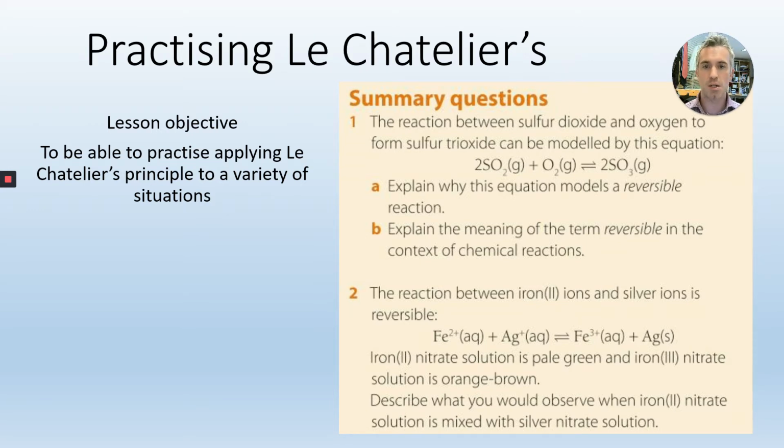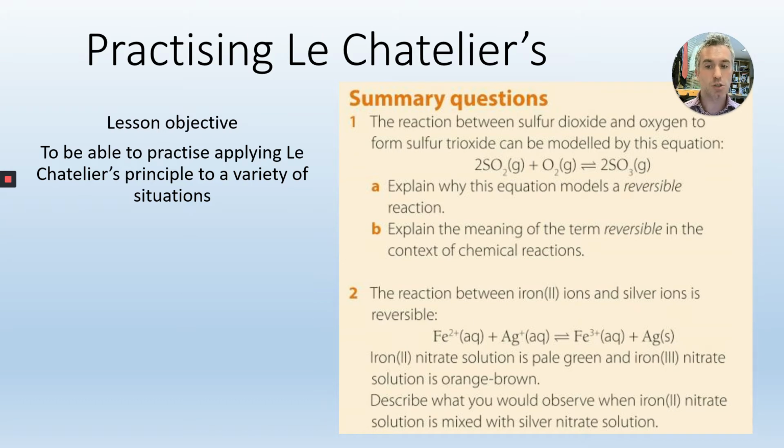All I want you to do is answer these questions. So, question number 1. The reaction between sulfur dioxide and oxygen to form sulfur trioxide can be modelled by this equation. 2SO2 plus O2, reversible reaction sign, 2SO3. Explain why this reaction models a reversible reaction. Explain the meaning of the term reversible in the context of chemical reactions.